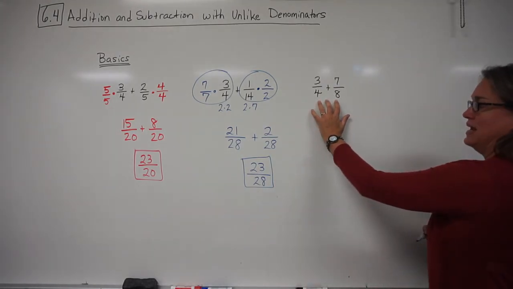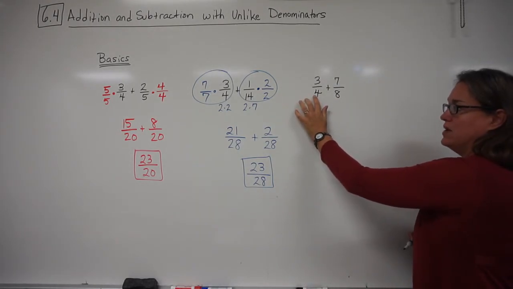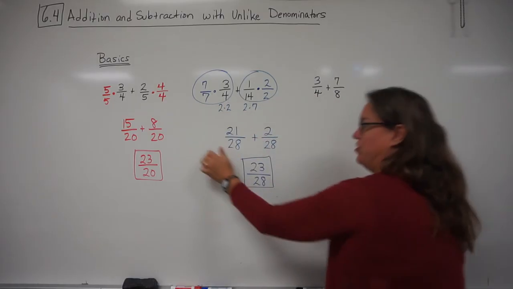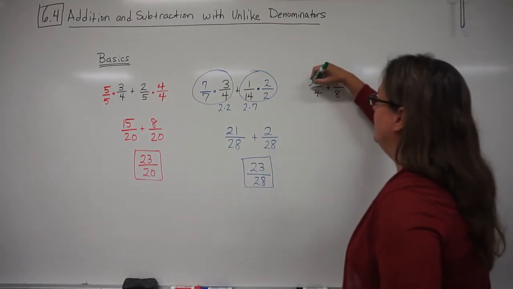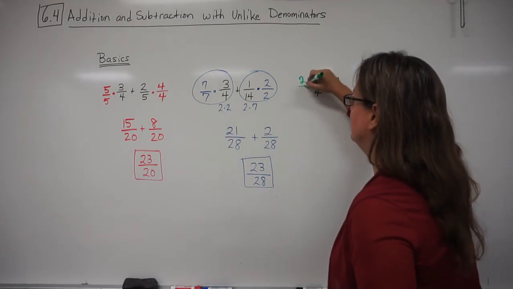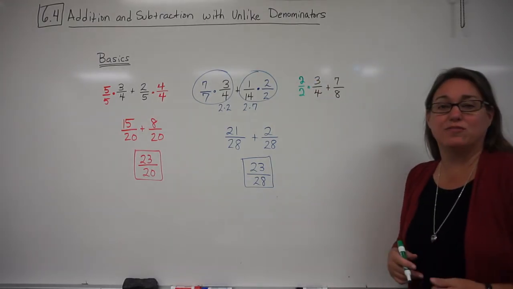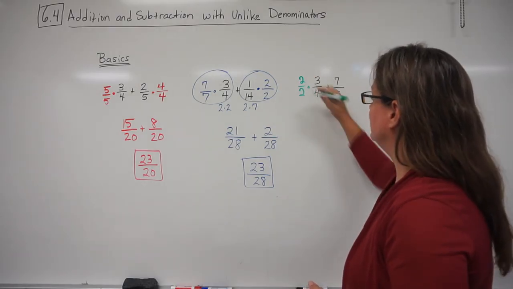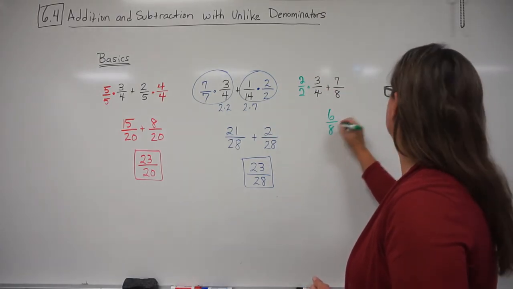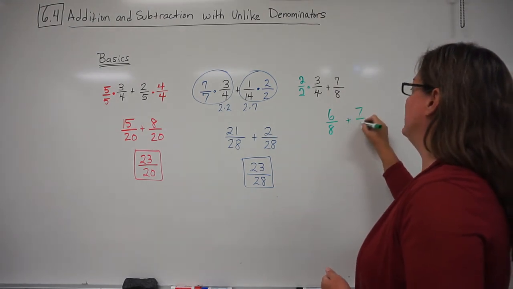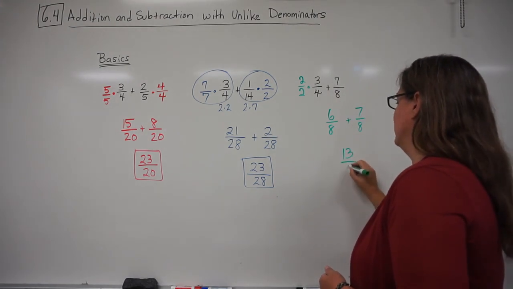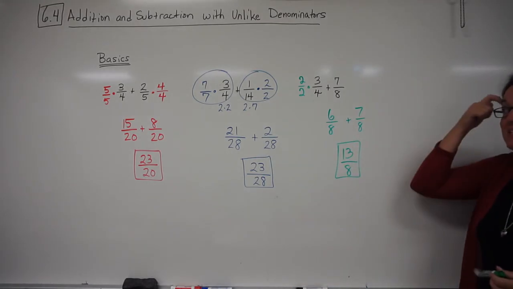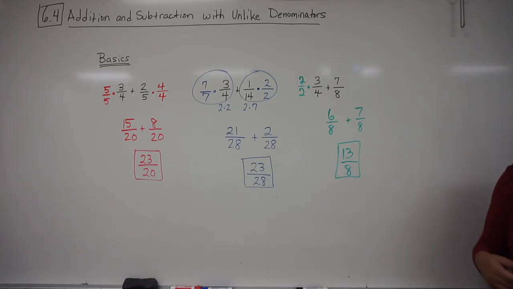Moving on to this last example, I notice that one of the denominators actually goes into the other one. So I don't need to change both fractions here. If I simply multiply the first fraction by 2 over 2, we'll have a denominator of 8 for both of our fractions. So this first part becomes 6/8. The second part remains 7/8. And when we do that addition, we get 13/8 as a result. So that's the basic idea that's behind what we're going to be doing today.